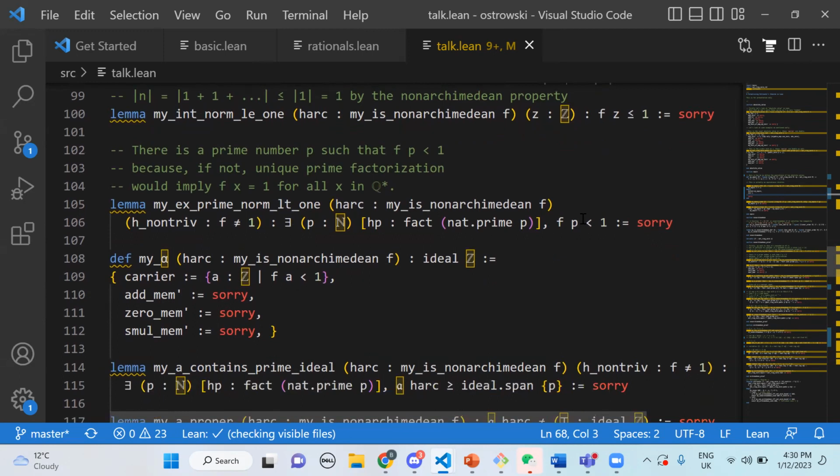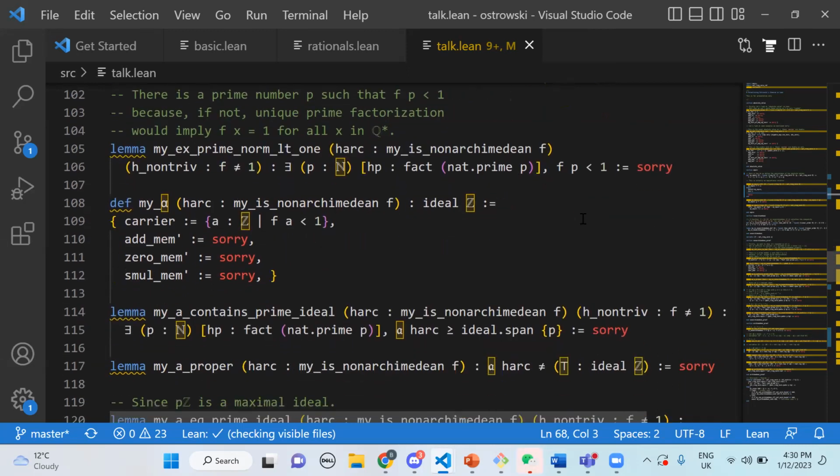So now we are considering this set that contains all of the integers such that the norm is strictly less than 1. And this actually forms an ideal. To show it is an ideal, you need to fill in these three axioms. So you can prove that this forms an ideal by checking these three axioms.